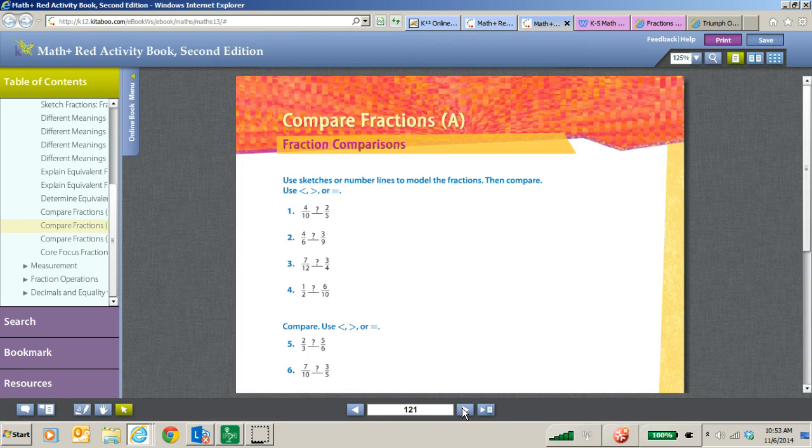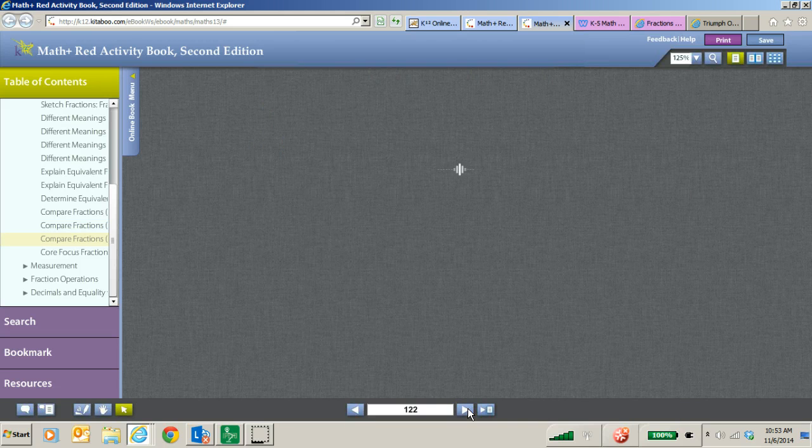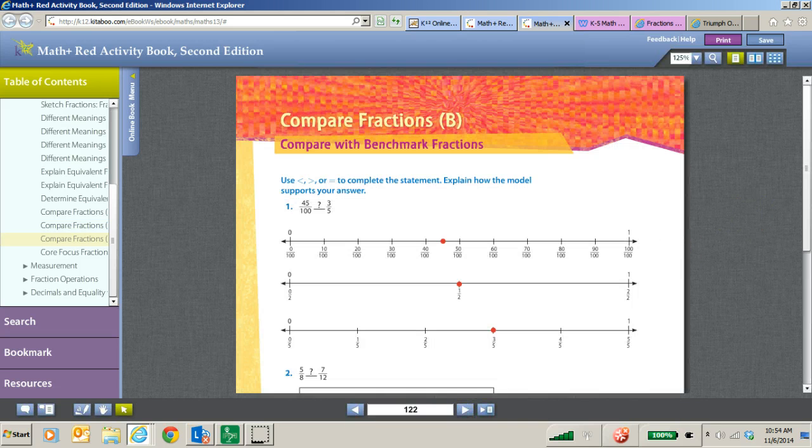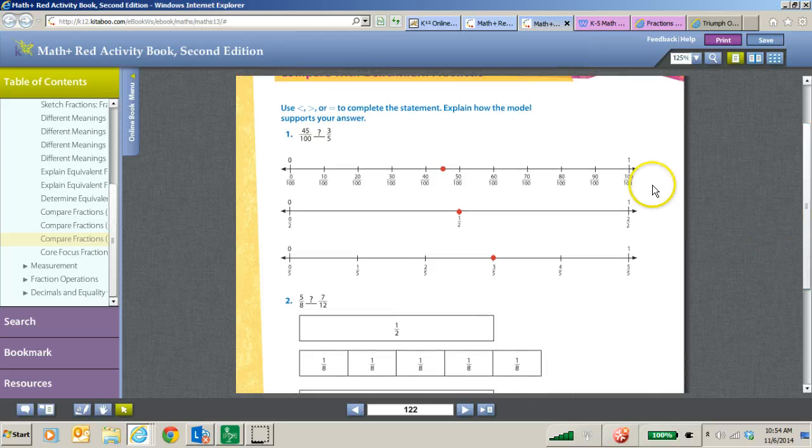Here is a little more abstract because there are no models, but that's when we need to really have them use those equivalent fractions and draw. It says use a sketch or a number line. This is where we want kids to use that scratch paper and draw that model on their own instead of providing it for them. And remember that one whole is the same numerator and denominator.